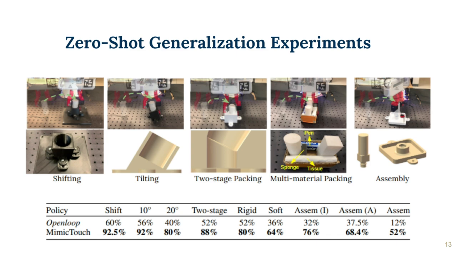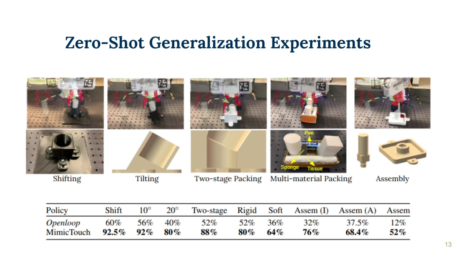Then, we conduct zero-shot generalization experiments in 5 different test domains. The first one is the shifting experiment. We shift it by 0.8 cm. The second one is the tilting experiment. The third one is the two-stage packing. The fourth one is the multi-material dense packing. It has paint, sponge, and tissue in the box. Lastly, we conduct the furniture assembly task.